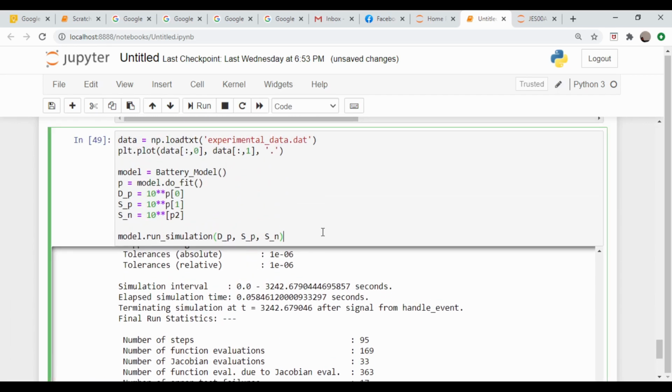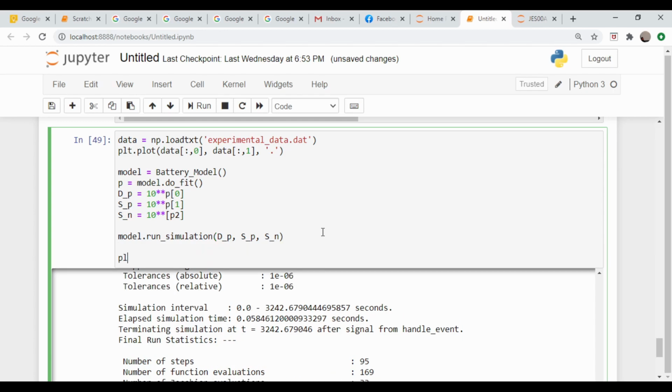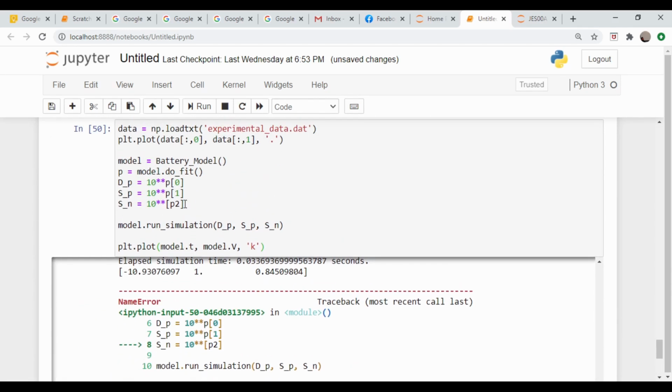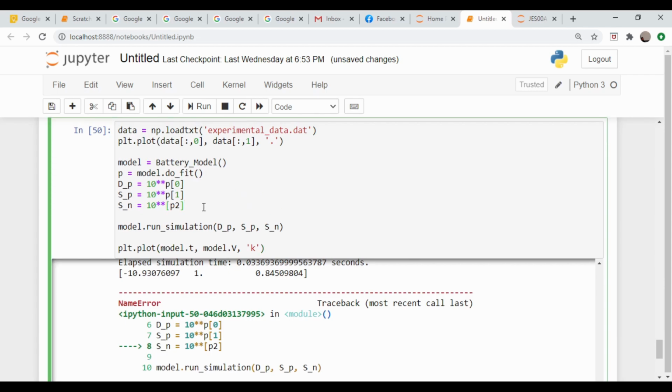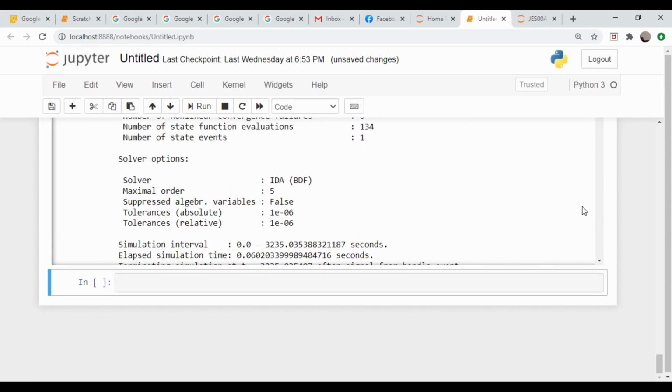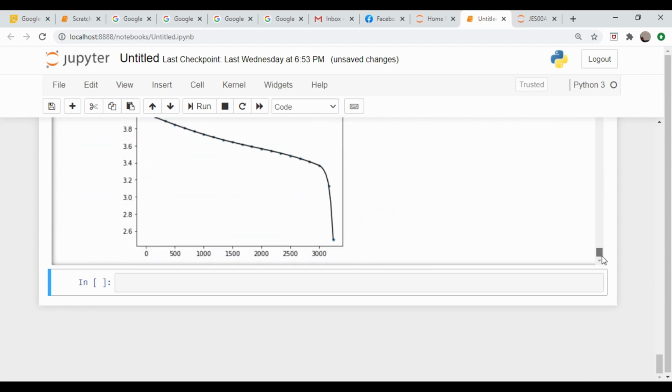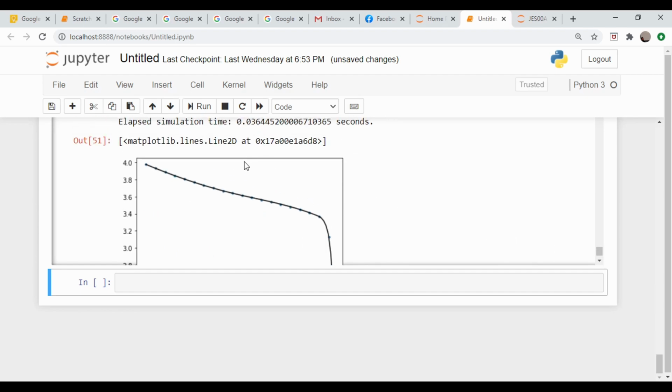And let's plot out the simulated model here. So plot model.t, model.v, and we will make this a black line. Typo, of course. P2. Boom, looks like we nailed it.